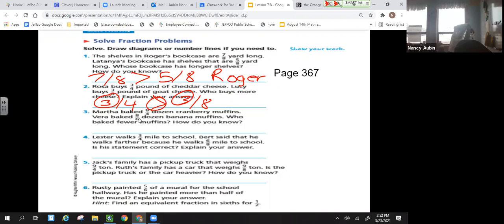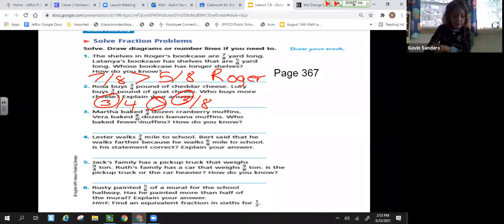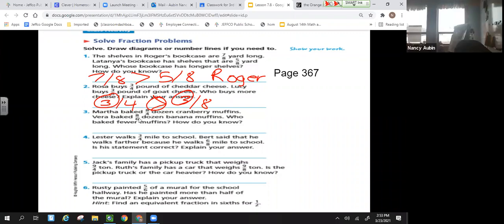The smaller the denominator, the larger the fraction, right? Because you're sharing with fewer people. You're sharing with fewer people. So who had 3/4, Elena? Rosa. Rosa is our person.